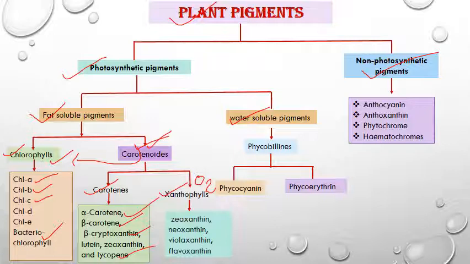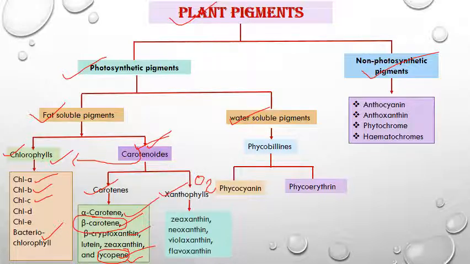Lycopene is the carotene which is found in tomato, and the red color of tomato is due to this carotene, that is lycopene, and beta carotene is the precursor for the synthesis of vitamin A. So vitamin A is made from beta carotene, and this was first discovered in carrots, so that's why they are named carotenoids or carotene.